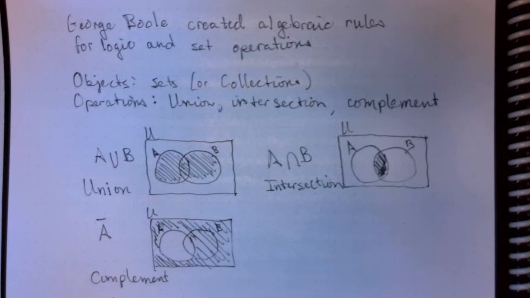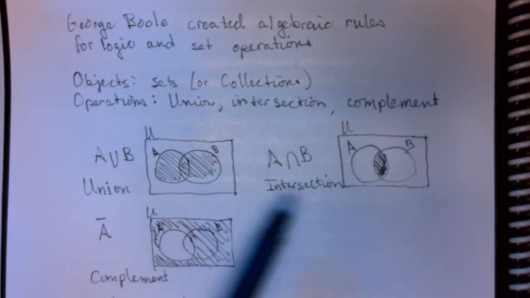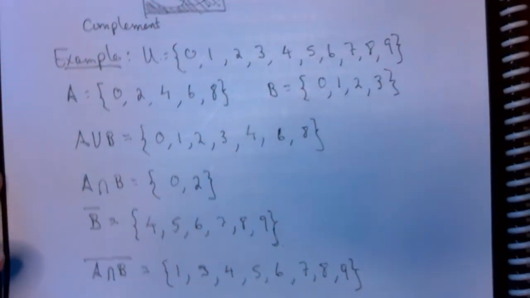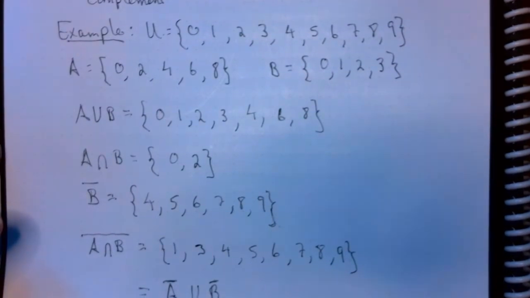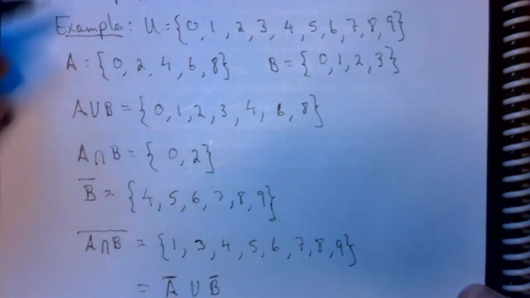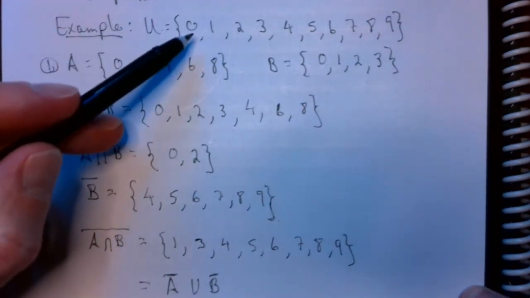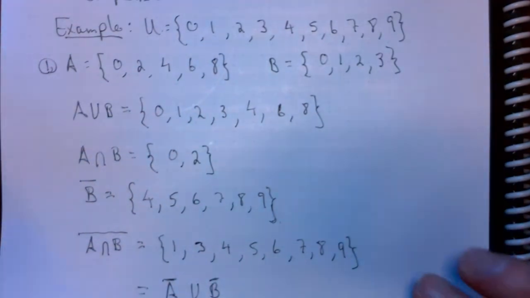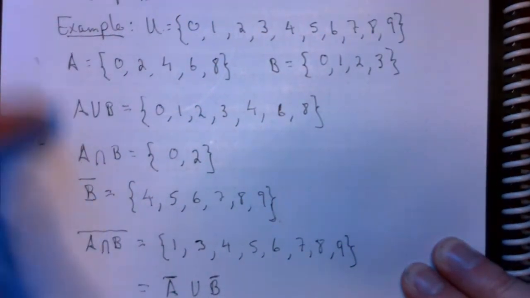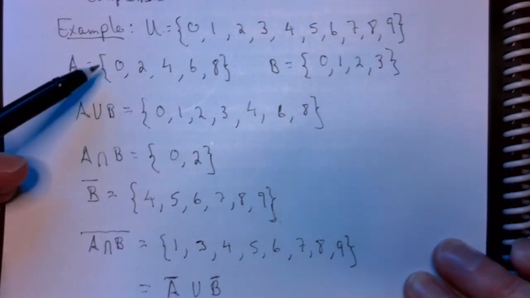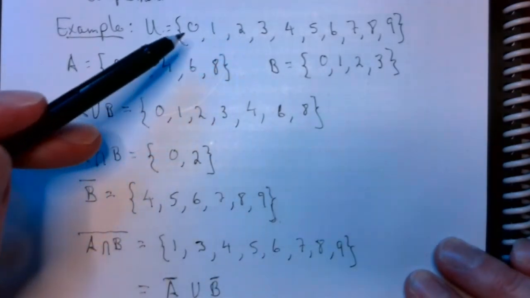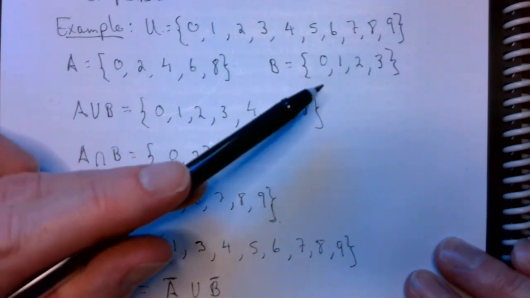Okay, now if we have specific sets where we know the elements we're talking about, we can get a little more concrete and we don't have to use these Venn diagrams here. So let me give you an example of that type of situation. Okay, so in this case, my universal set is going to be whole numbers 0 through 9. And my sets A and B are listed right here. So A is the even numbers that belong to U, and B is everything less than 4.